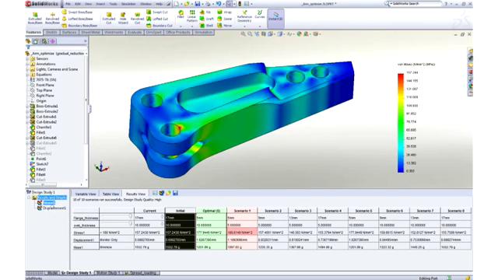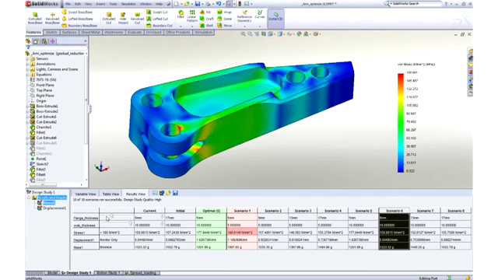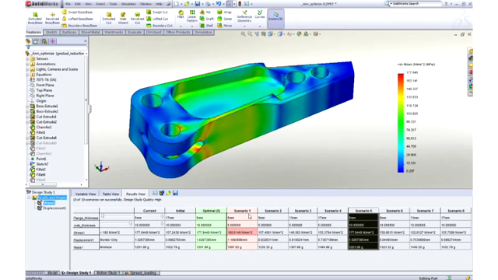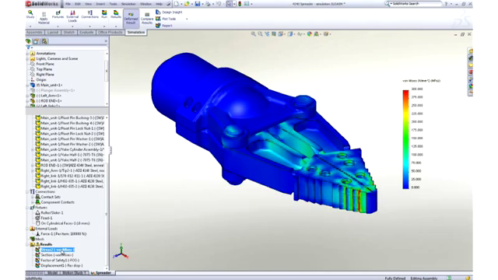SOLIDWORKS simulation also enables us to look at the entire design and understand how load is transferred between parts, as well as where the critical areas of the design are located. In this instance, we're looking at the loads through the entire spreader.